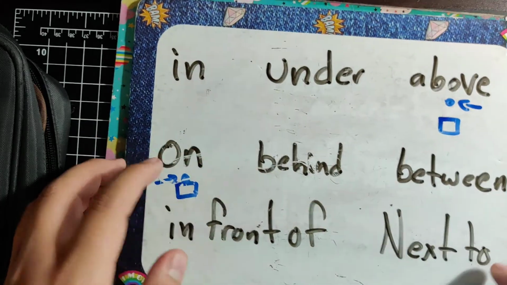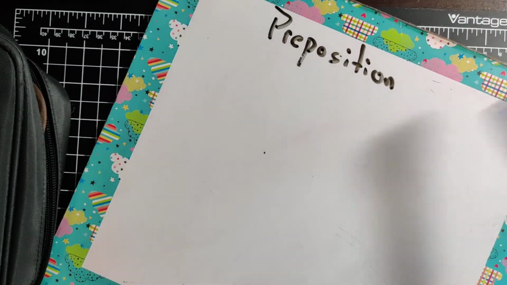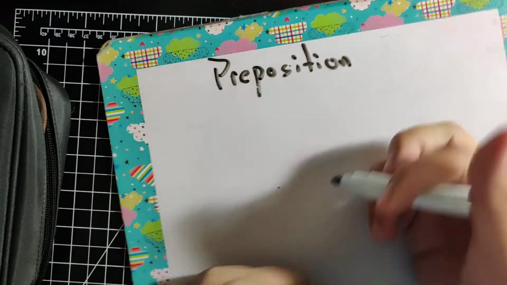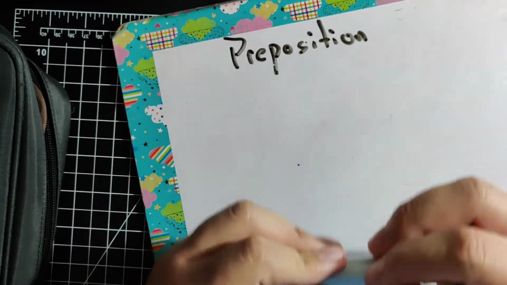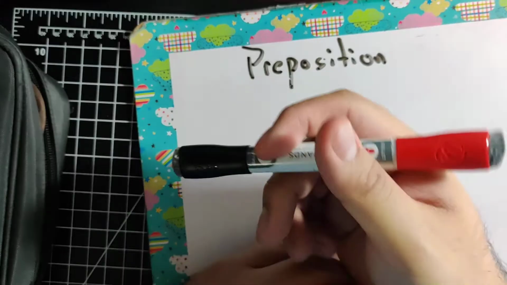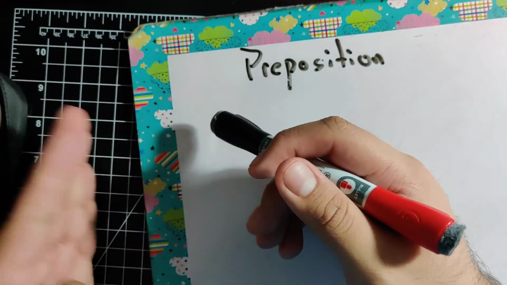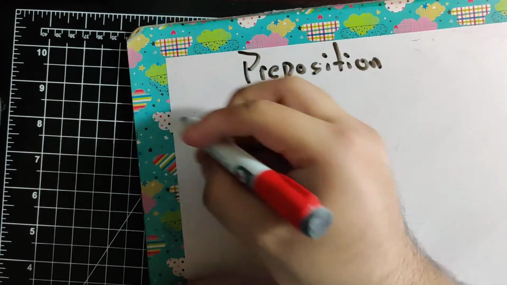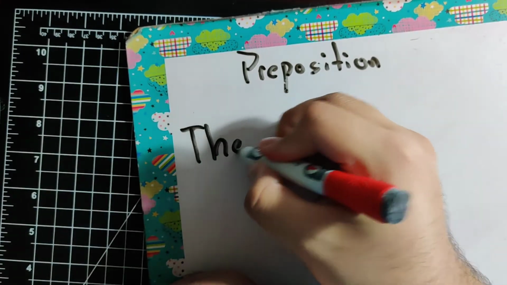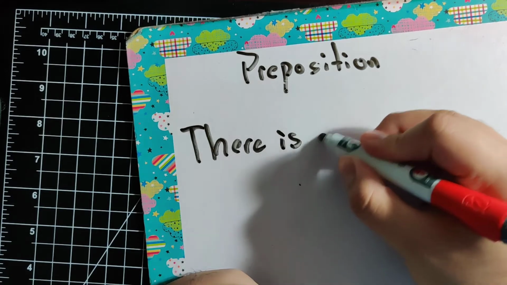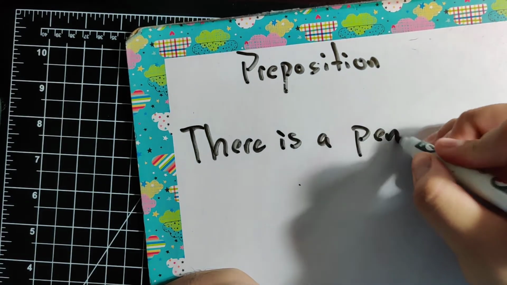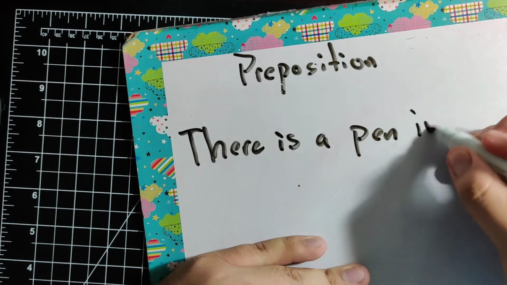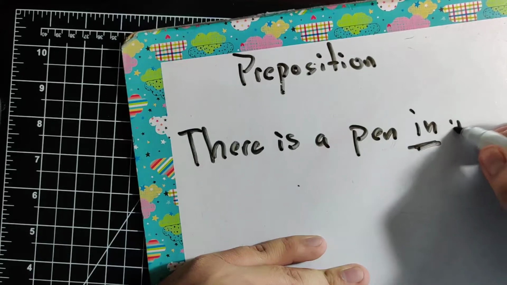And they're pretty easy to use in a sentence. If you guys notice, we were actually using them already. For example, let's say that you're looking for a pen. You can say something, for example, there is a pen in the pencil case.